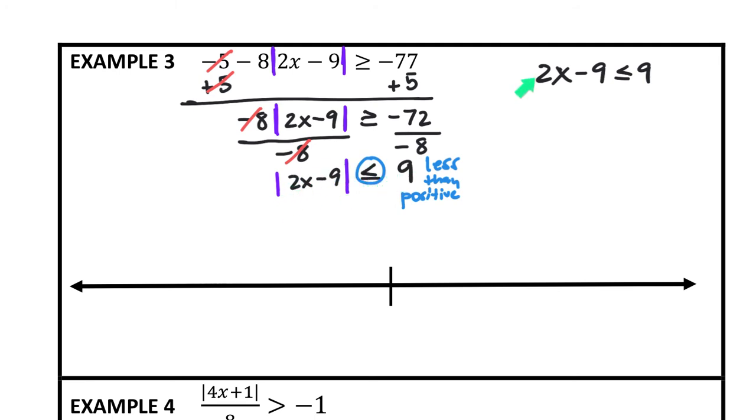And then I'm going to add a less than or equal to with a negative 9. And then in the section in the middle, I'm going to solve for x. So how do I get x by itself? What's the opposite of subtracting 9? Adding 9. So I'm going to add 9 everywhere.